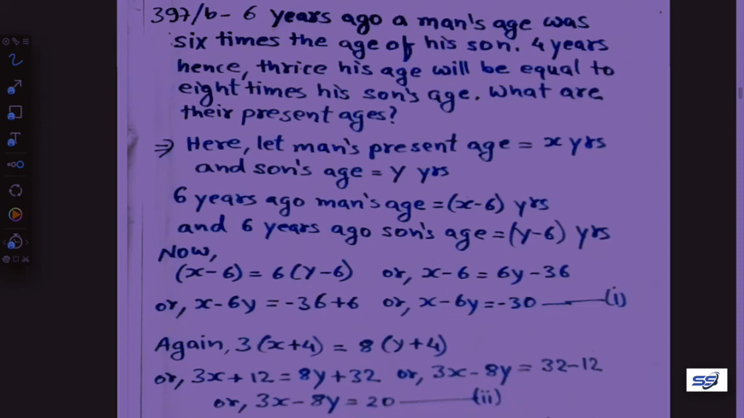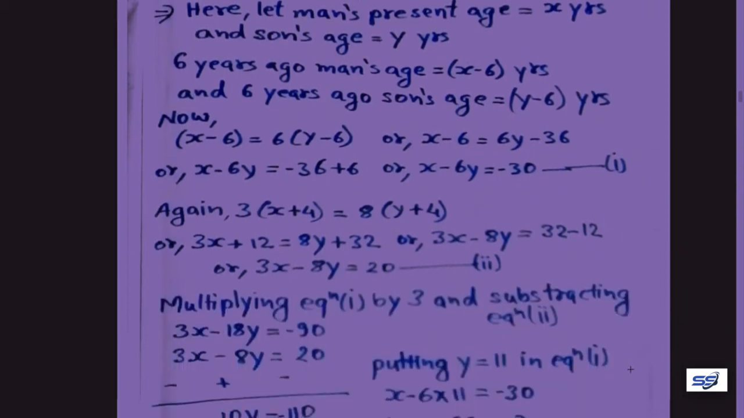In this way, from this question, we assumed our two equations, the first equation and the second equation. On solving both these equations, we will easily calculate the ages of father and son.